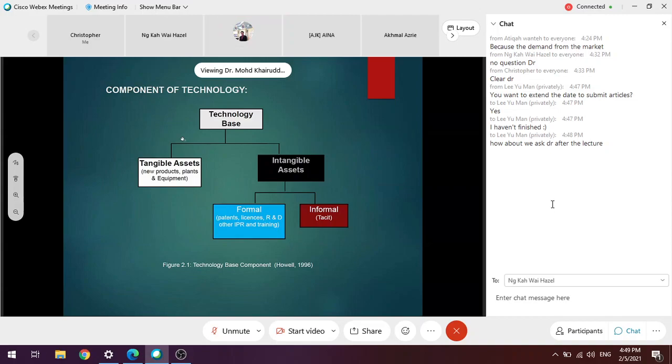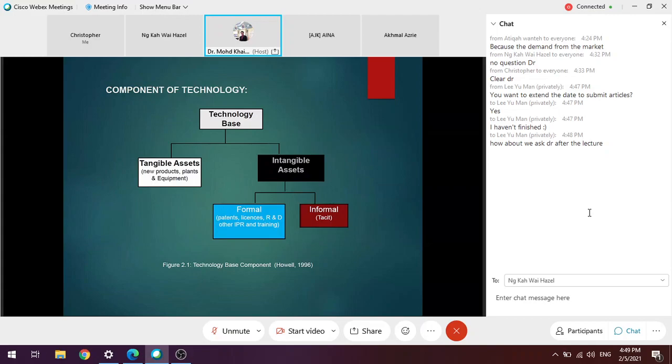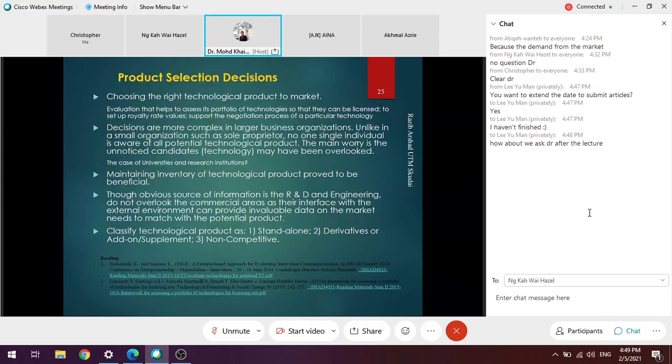The components of the technology: we have the technology base, we have the tangible assets, new products, plants, equipment, and so on. We have the intangible assets as well. We have the formal, patents, license, R&D, IPR, and so on. Informal, tacit knowledge. So this is the thing that we have to understand and map in the structure of our company: what we want to give, what we want to protect, or what we want to retain in the company. So you must do the mapping of this to understand, all right?